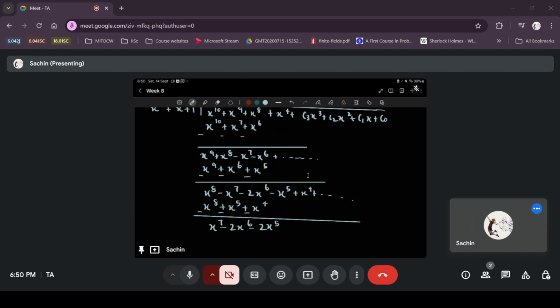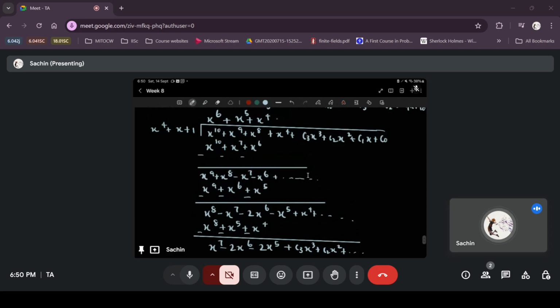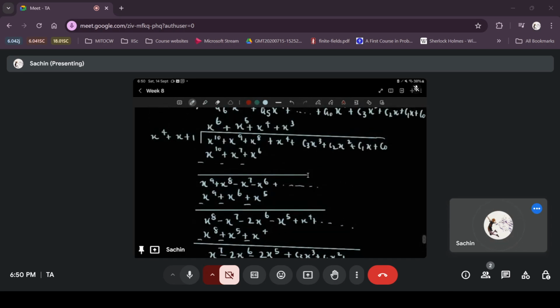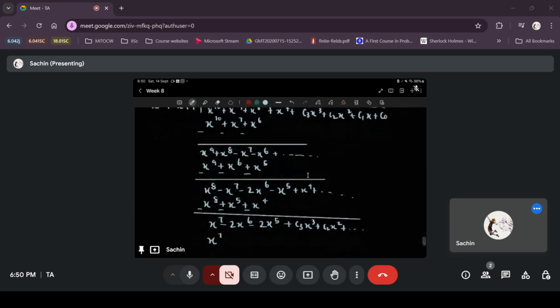x power 5 plus c3 x cube, c2 x square, etc. Then you multiply that with x cube, get x power 7 plus x power 4 plus x cube.